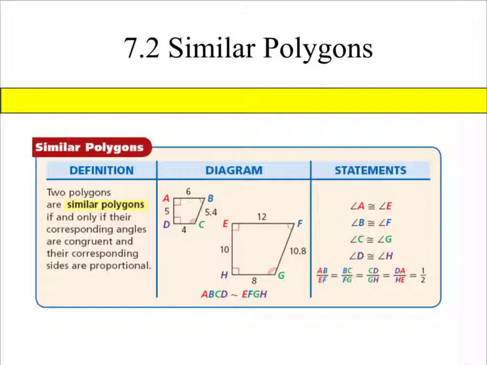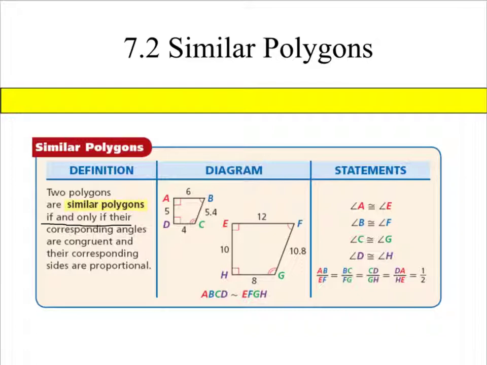All right, so now when we look at this, two polygons are similar polygons if and only if. That's very, very important. It is only possible if their corresponding angles are congruent, but you also need corresponding sides to be proportional. So the very first thing is you need to know that all of their angles are the same. Secondly, you need to know that all of their sides are going to be at the exact same ratio.